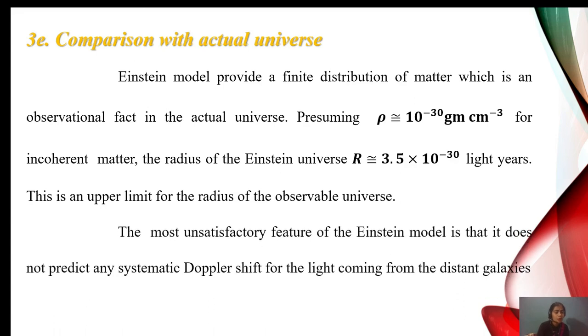One of the most unsatisfactory features of the Einstein model is that it does not predict any systematic Doppler shift for the light coming from distant galaxies. It means that the light from galaxies reaching the Earth as well as other planets does not show a systematic Doppler shift. This is the comparison with the actual universe.